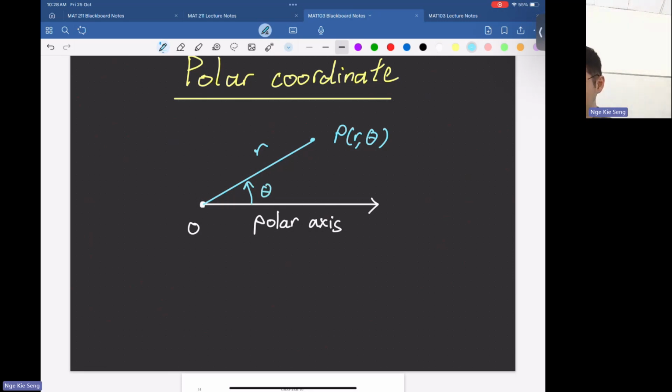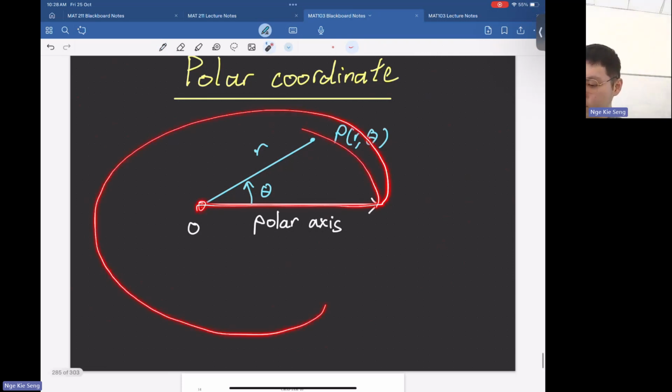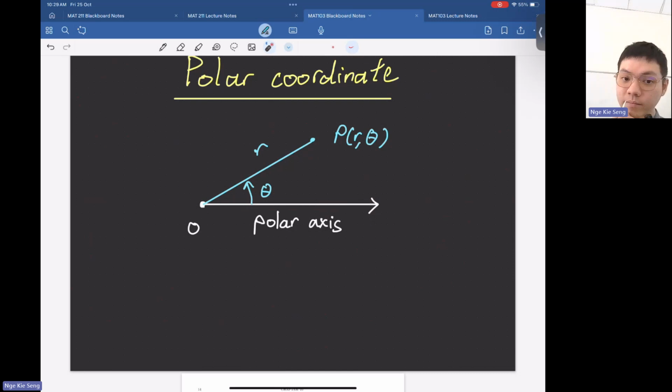So if you take this polar axis here and rotate it around the origin, you swipe out a circular region. So the xy coordinate has two axes, x-axis and y-axis. But polar coordinates also have two things, though not quite axes. We have one polar axis and one point here that we call the pole.